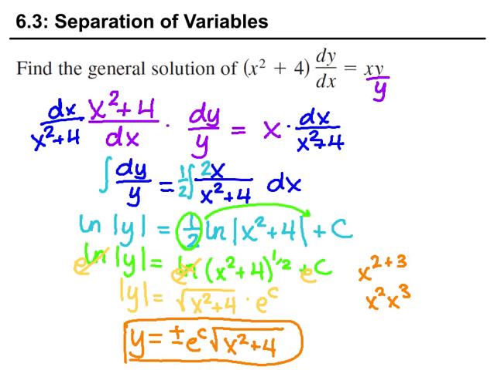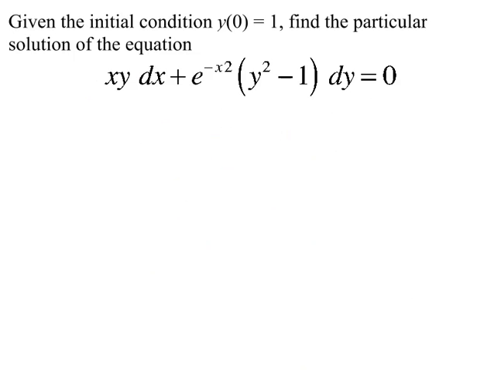All right, so that's one example that you're going to have with the separation of variables. Let's go ahead and look at another one. Now this one, if you notice, is a little bit more in depth. It says, given the initial condition, find the particular solution of the equation. So what I'm going to do first is I'm going to have to find the general solution to this differential equation, and then I'll be able to plug those values in and find my particular solution.